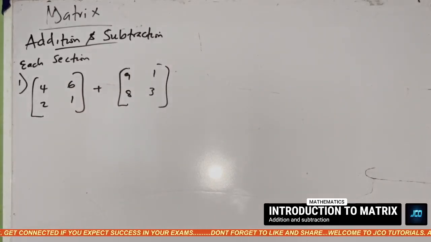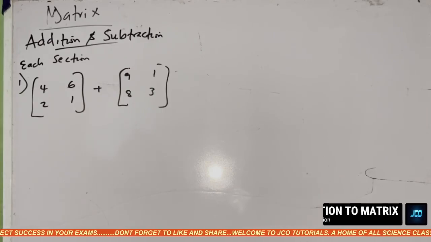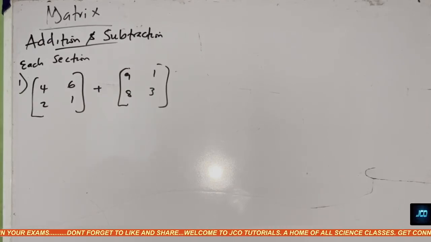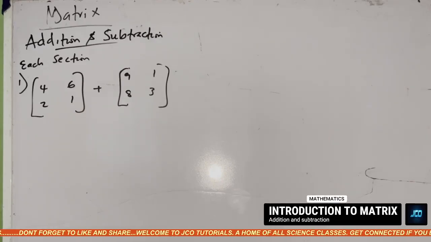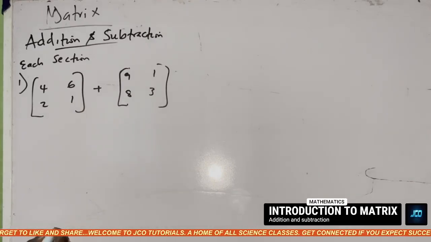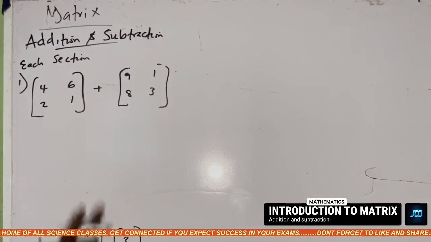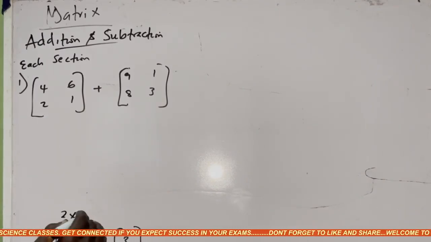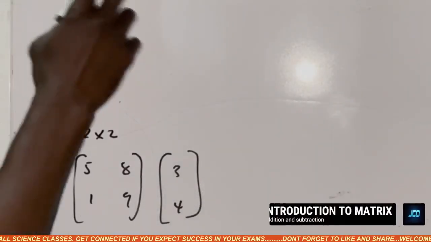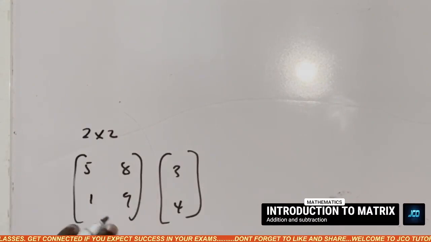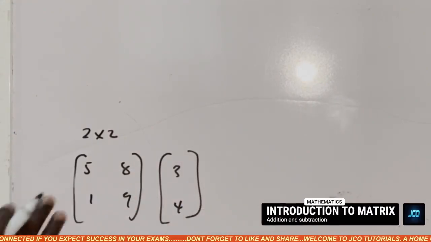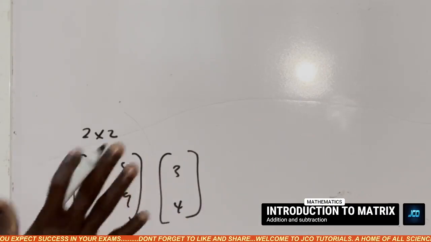notice that they are the same matrix, 2 by 2, 2 by 2. And please take note, they must be the same size of matrix. You cannot have different kinds of matrix and add them. Take for instance, you want to add 5, 8, 1, 9 to a matrix 3, 4. No, this cannot be done. Remember, I said this is a 2 by 2 matrix, 2 rows, 2 columns. So it is row by column. The rows must be equal to the rows. The columns must be equal to the columns before you can add or subtract matrices.